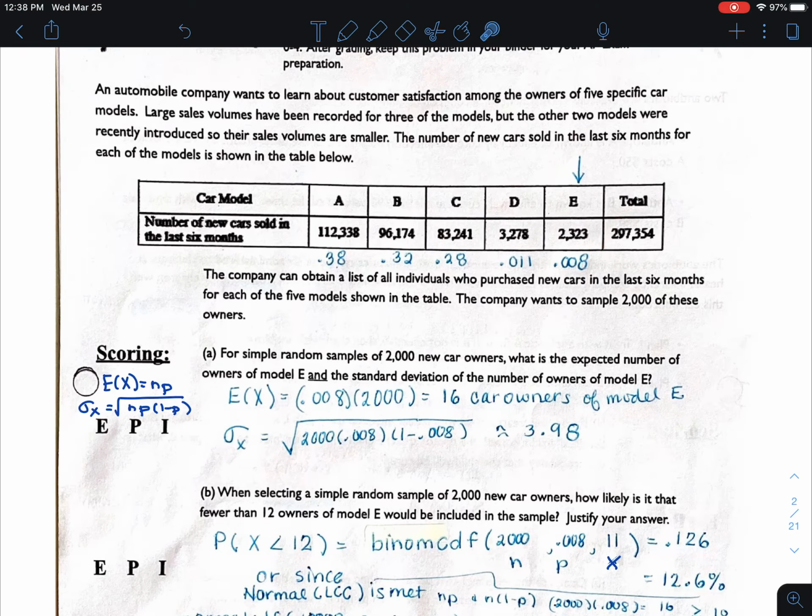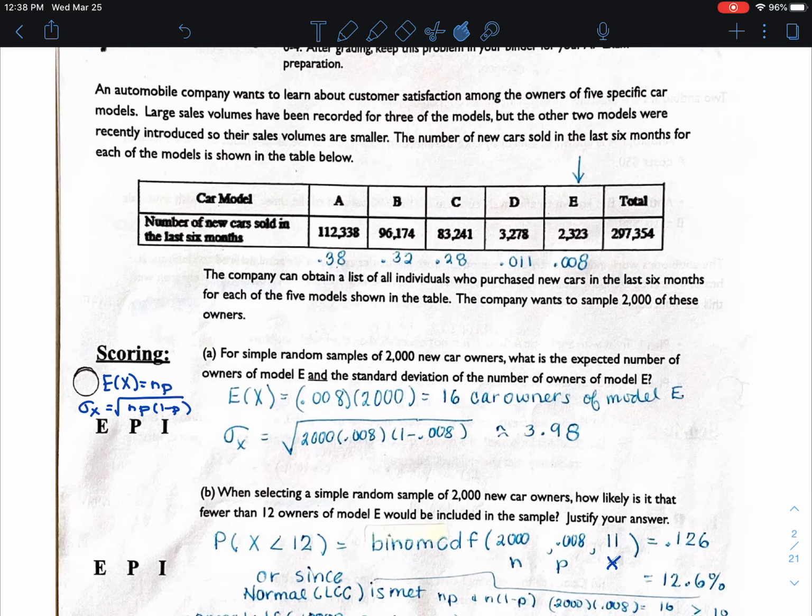Now these numbers you see that I wrote underneath here help me with a later part of the problem. What these are is me taking the amount of cars for Model A and dividing that by the total amount here, and I was getting that Model A represented 38% of that sample of 297,354.